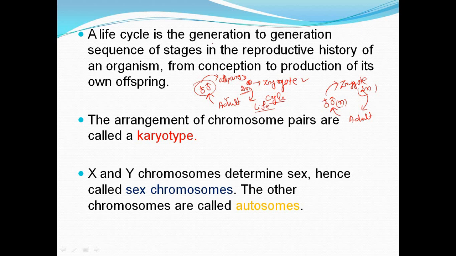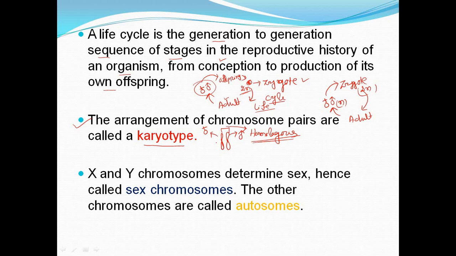A life cycle is the generation-to-generation sequence of stages in the reproductive history of an organism, from conception, that is the formation of the zygote, then embryo, to reproduction of its own offspring. Second one: the arrangement of chromosome pairs is called a karyotype. Chromosomes are homologous pairs, that means one from the mother, one from the father. This is the homologous pair.